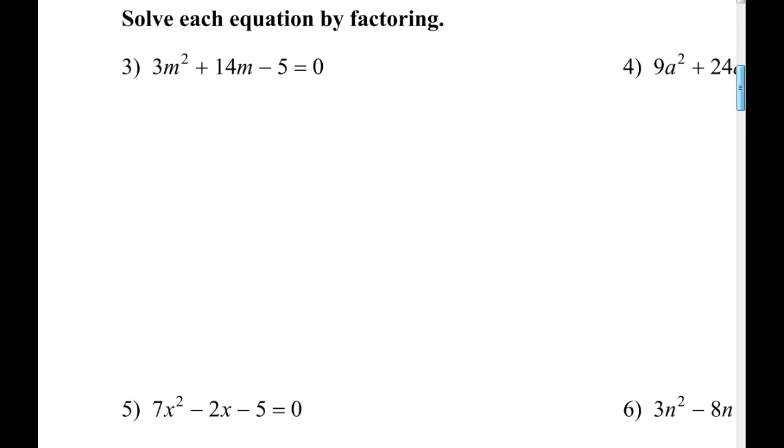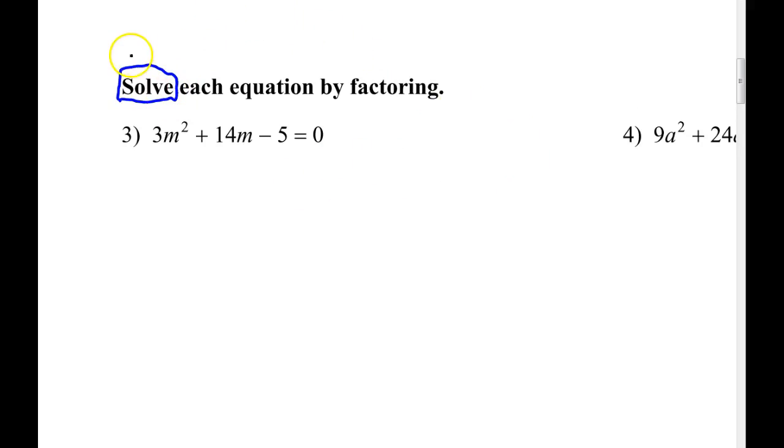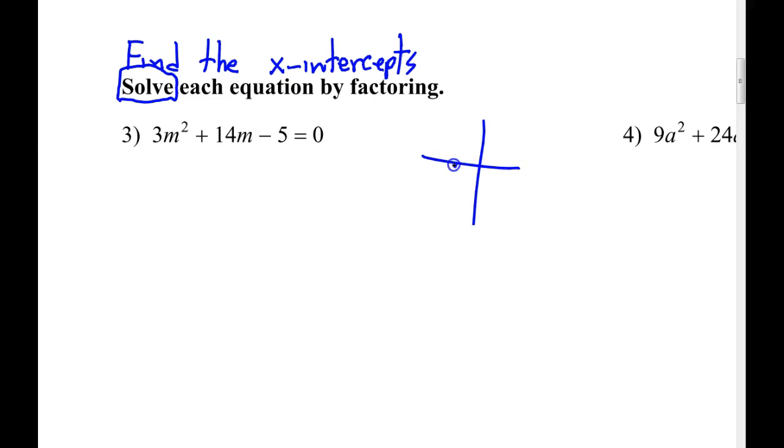Number 3 through 6 is just a review. If it says to solve, what does that mean? What are you finding? What does this answer mean when you're asked to solve by factoring? Okay. Another way of asking this question would be find the x-intercepts. So knowing that once you solve this equation, if you graphed it, that'd be where it crosses the x-axis. So you have to get used to, oh, solve the equation by factoring. That's the same as finding x-intercepts.